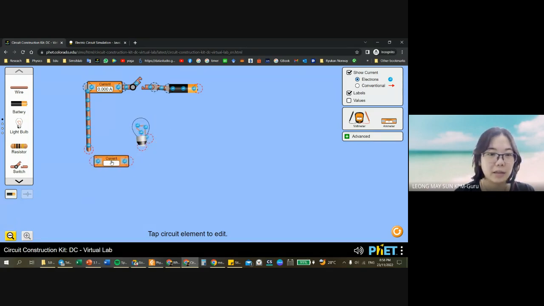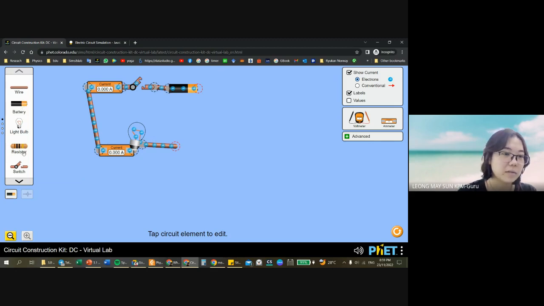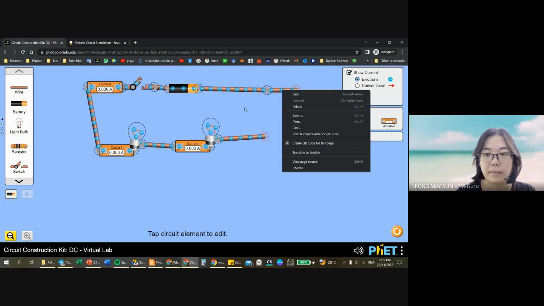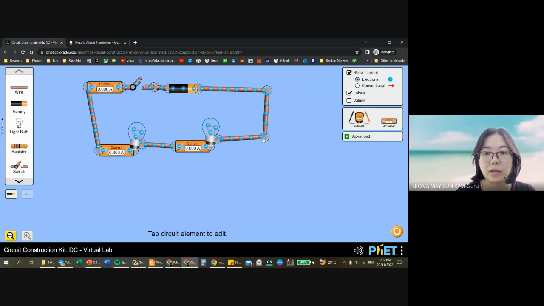Again, another ammeter to pass through this resistor. Either a resistor or a light bulb. In a short while, I'll explain to you. Even though it's written resistor, I put a light bulb over there instead.